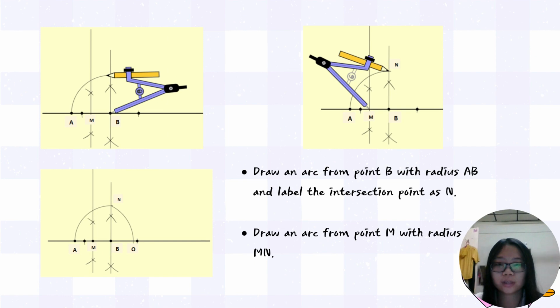Next, we measure radius AB and draw an arc from point B with radius AB and label the intersection point as N, where point N lies on the perpendicular bisector that passes through point B. We also measure radius MN and draw an arc from point M with radius MN. Finally, you will get the image shown.